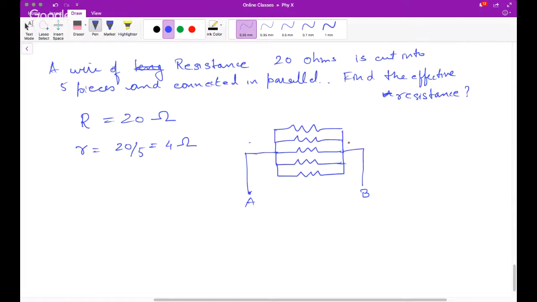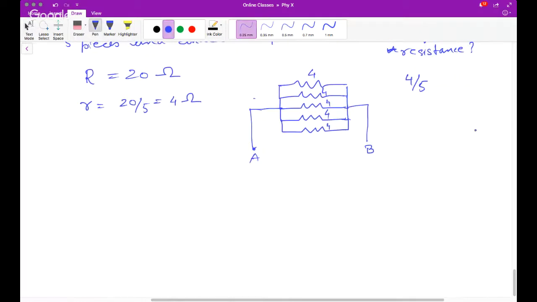How to do the previous question? I'll tell you, Mehul, just a minute. So this is 4 each, 4 each, 4 each. So hence the net effective resistance is nothing but 4 by 5 because they are in parallel. Okay, so I hope you understood this. So 4 by 5 ohms. I'm not drawing the steps, I'm doing a little faster. Now in the first case, the previous question, pay attention.